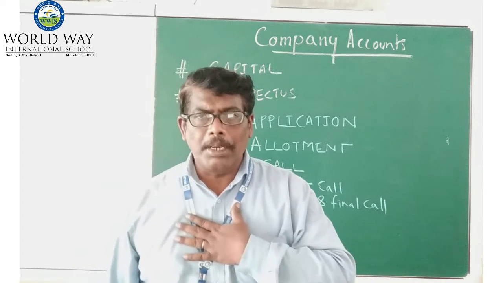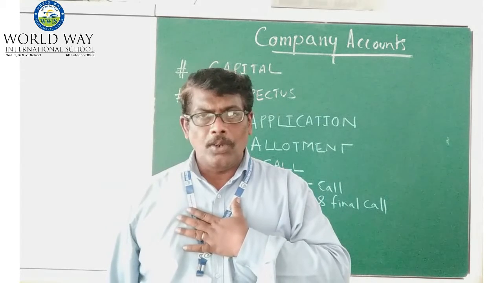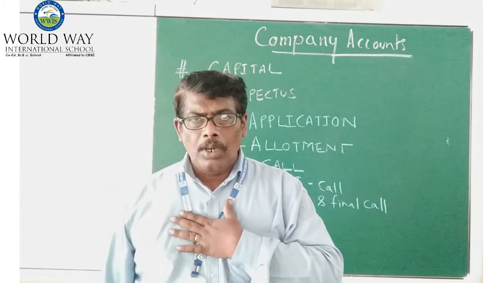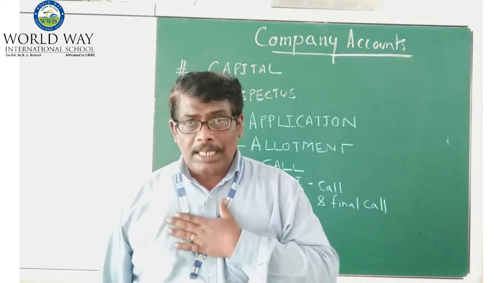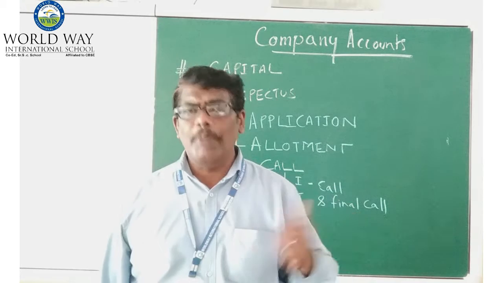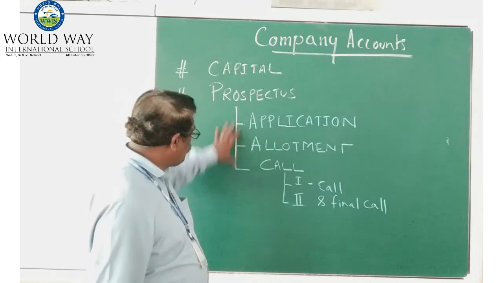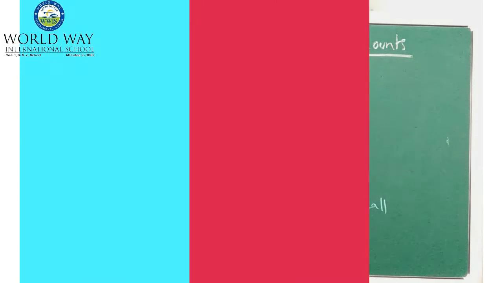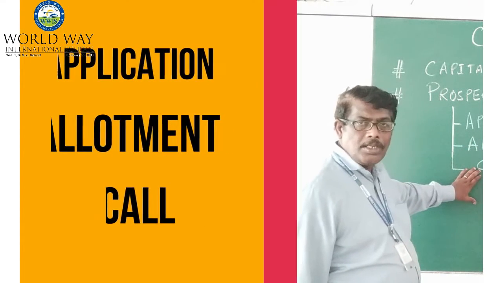For example, I am interested in a company. So what do I have to do? I have to first decide how the payment has to be made. For this, 3 stages are there: application, allotment, and call stages.